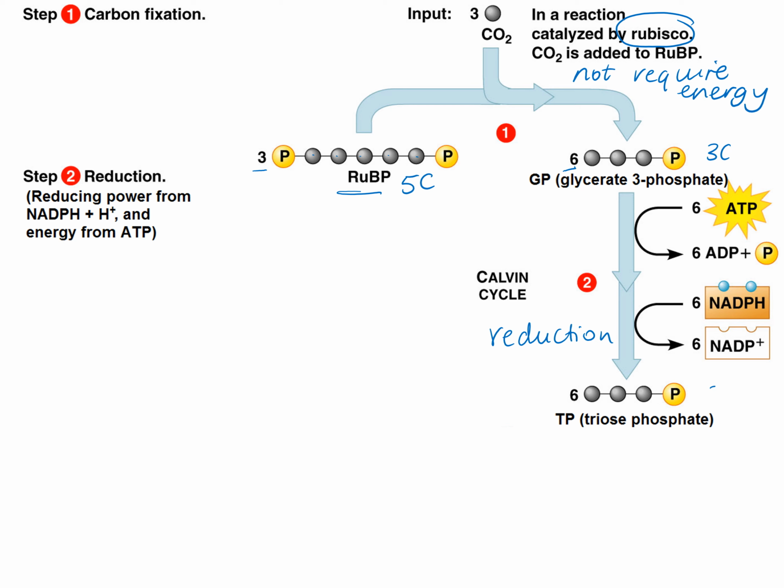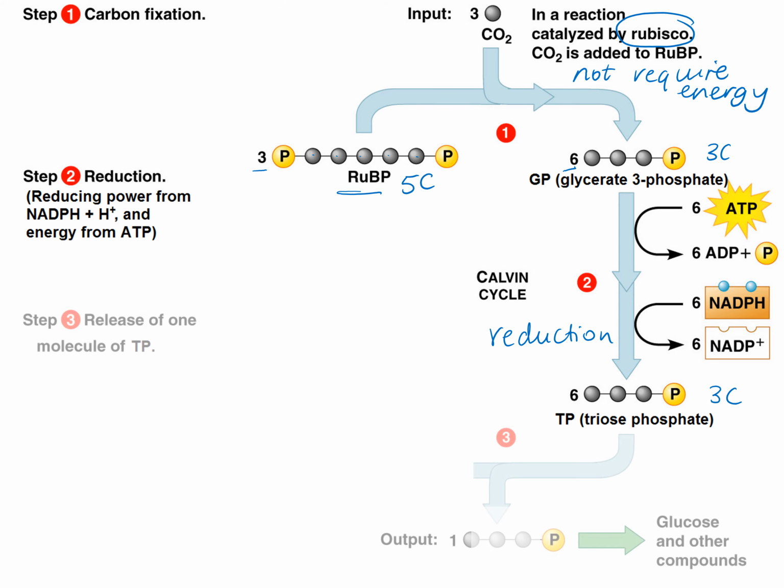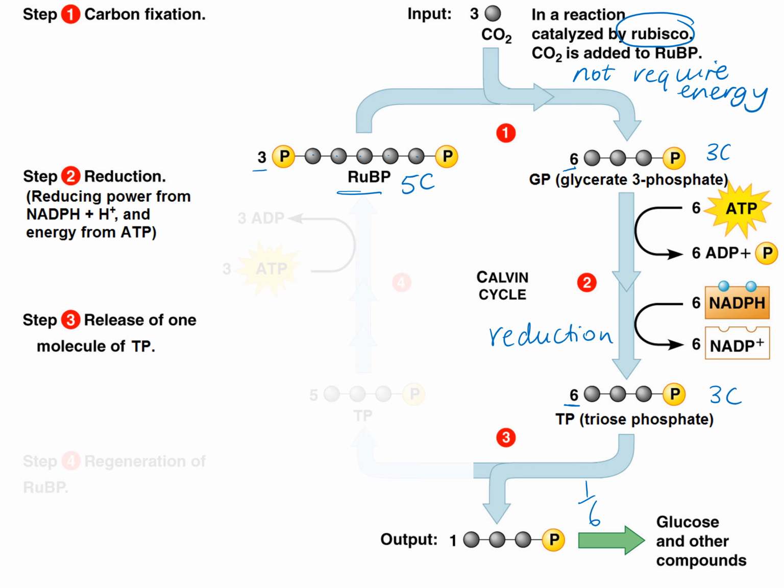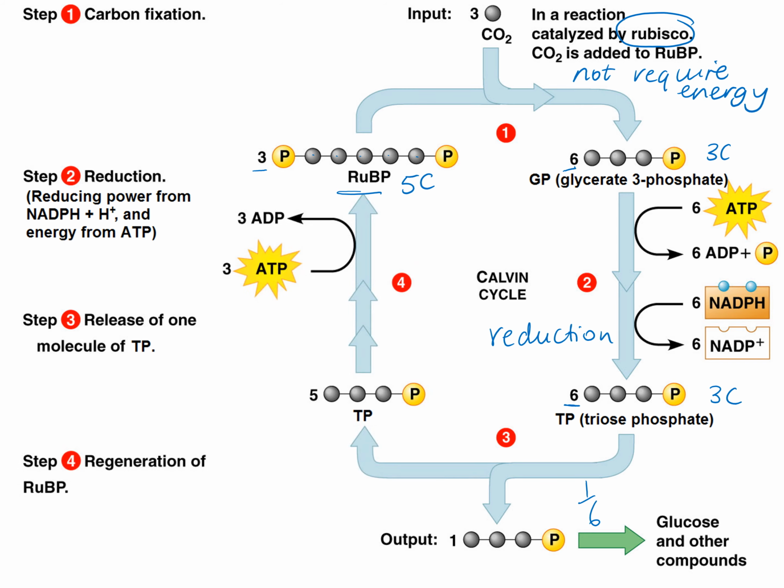We've still got a 3-carbon molecule though. So we haven't changed the number of carbons, but we have changed hydrogens, and we have changed our oxidation state. Now at this stage, out of the amount that we've got here, 1/6 of it leaves to go and be incorporated into other larger organic compounds. And the rest is used to regenerate our starting molecule. And that's what makes it a cycle.